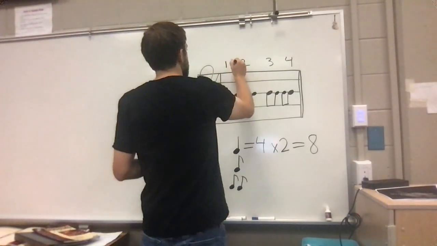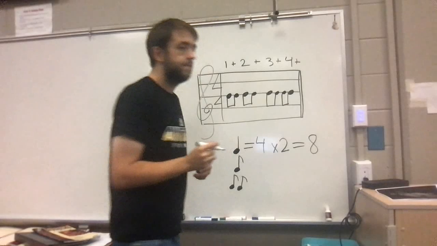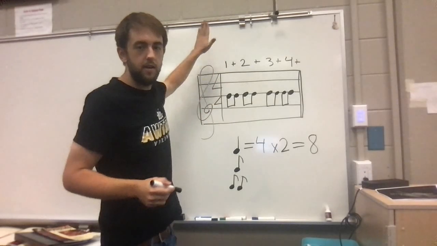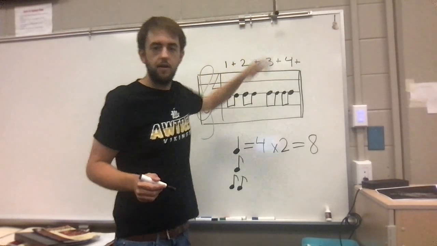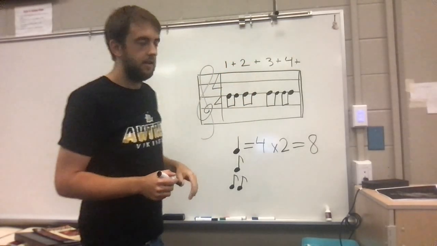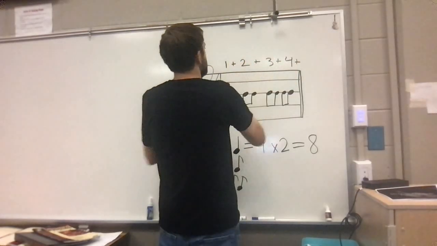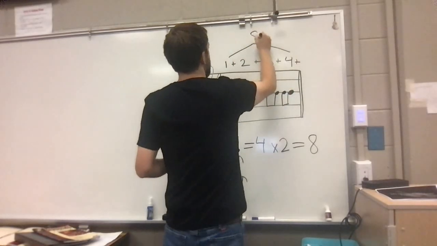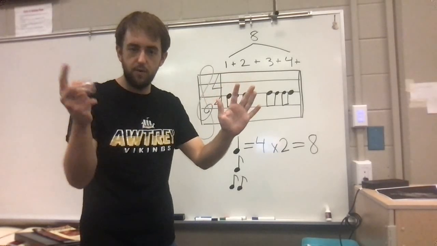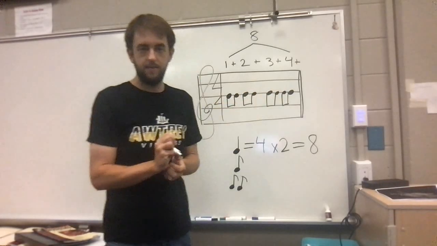However, you add the ands. So instead of 1, 2, 3, 4, 1 and 2 and 3 and 4 and. If you count these all up, 1 and 2 and 3 and 4 and, you're saying 8 different things between 1 and 2 and 3 and 4 and.